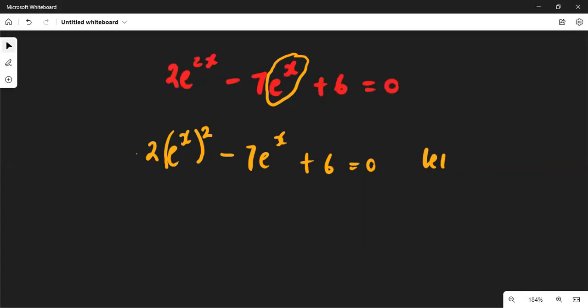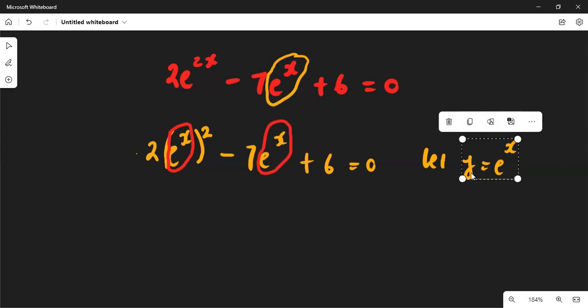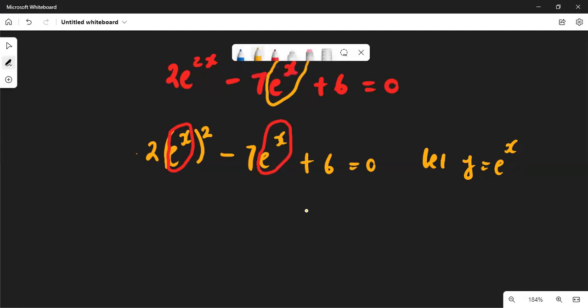Let's say let y be equal to e to the exponent of x. That means we are going to end up with a quadratic equation, because wherever there is e to the exponent of x, like this part here and also this part there, we are going to replace it with y. So our equation is going to look like 2y squared minus 7y plus 6, which is equal to 0.